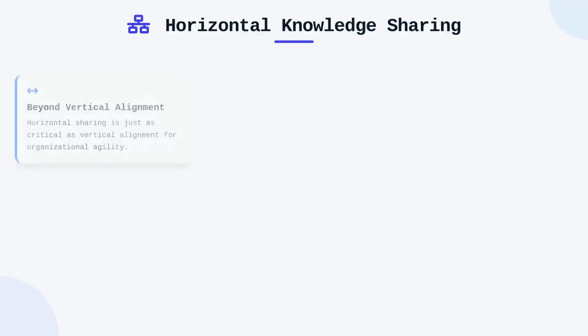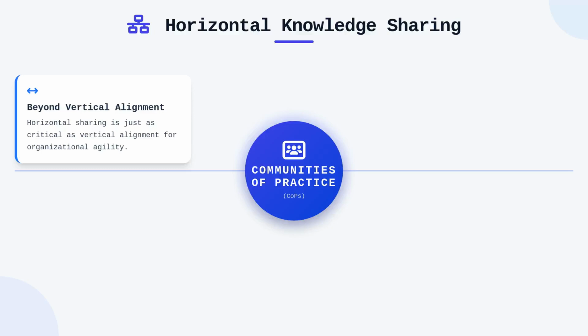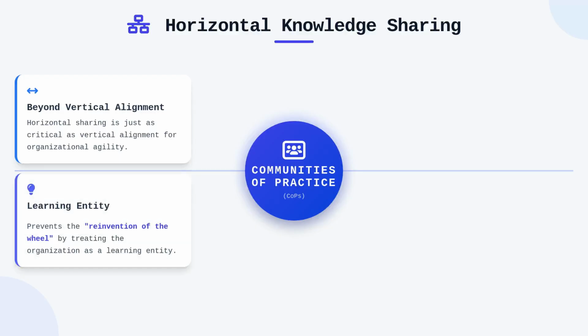Finally, we must recognize that horizontal knowledge sharing is just as important as vertical alignment, which is where communities of practice, or COPs, come into play. These groups allow roles like Scrum Masters and Product Owners to connect across different value streams, sharing the specific challenges they face and the solutions that worked in their unique contexts. By fostering these COPs, the leadership team ensures that the organization evolves as a learning entity, preventing the reinvention of the wheel every time a new challenge arises.